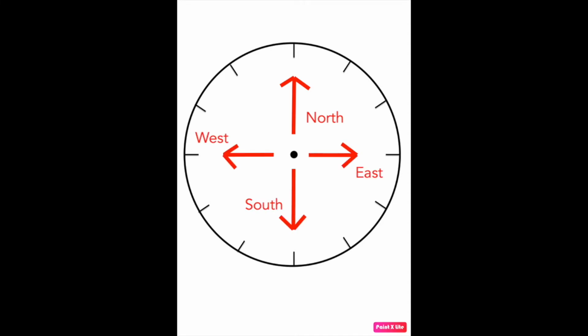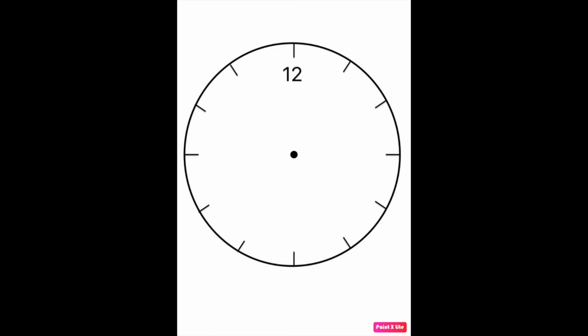It's always a good idea to start with the 4 main numbers, which are in the positions of north, south, east, and west on the clock. So first we insert 12, followed by 6, which is directly opposite 12, followed by 3, and then 9. Once we have these 4 numbers in the right places, we can fill in the remaining numbers. 1, 2, 4, 5, 7, 8, 10, and 11.